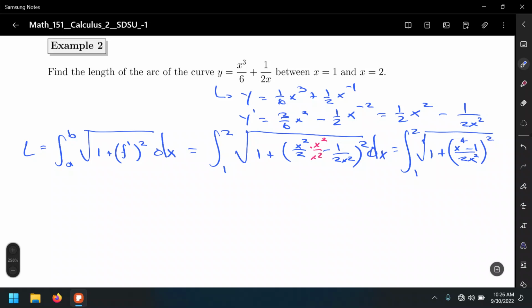Alright, let's do one thing at a time. In this case we have a quotient being squared. What we're going to do here is the integral from 1 to 2 of the square root of 1 plus, I'm going to leave some space over here for another LCD. I'm going to square x to the 4th power minus 1, but I'm not going to FOIL the binomial yet. And 2x squared, quantity squared, that's going to give us 4x to the 4th power.